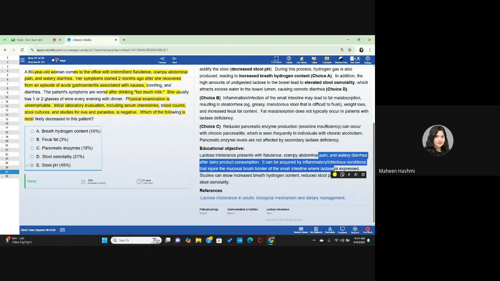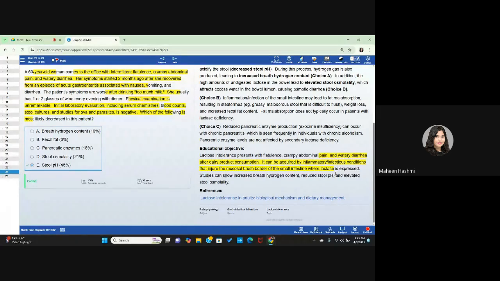What is the treatment of lactose intolerance? Avoid lactose, avoid dairy products, and you give the enzyme. So you give lactase supplements. The enzyme is not there, so that is why it's creating a problem, right? So you give supplements of the enzyme lactase, and then they can consume dairy, but to a certain extent.